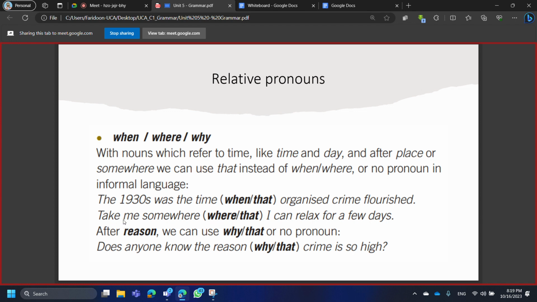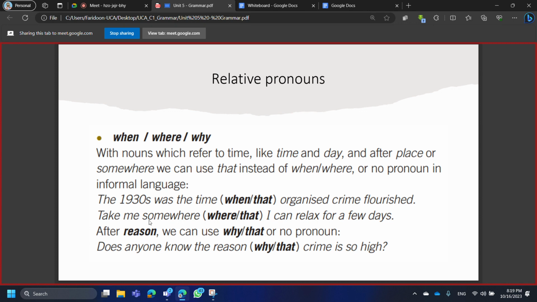And then you have another example that says, take me somewhere. This is about the place. So the word somewhere, and the word place, can also talk about places in general. So take me somewhere where I can relax, that I can relax, or just I can relax, okay? Any of them will work.